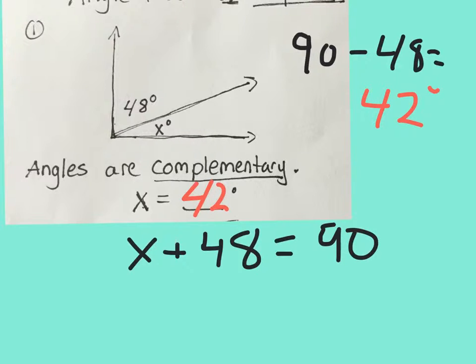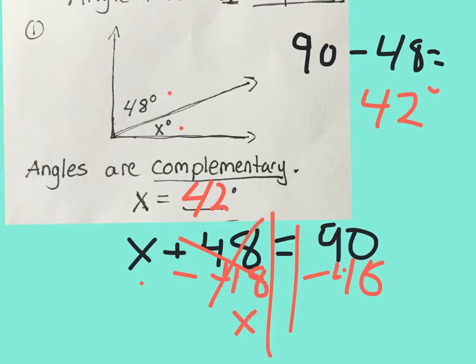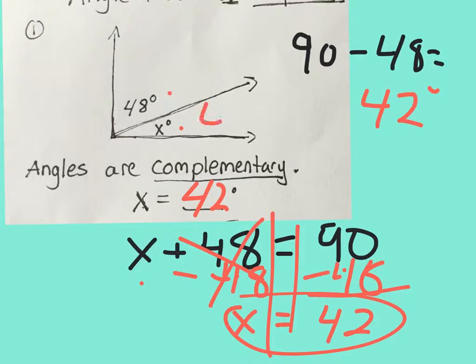Of course, another way we could set it up as an algebra problem: x plus 48 has to equal 90. So we could solve by subtracting 48 from both sides. Subtract 48, and that goes away, of course. So now we have x equals 90 minus 48, which is 42. So the missing angle is 42 degrees.